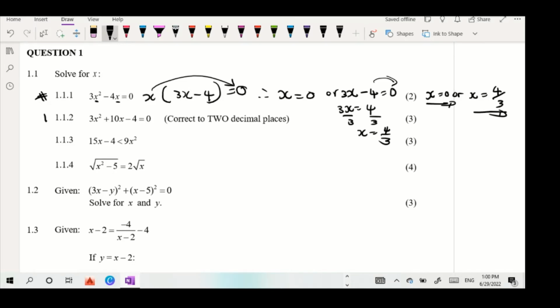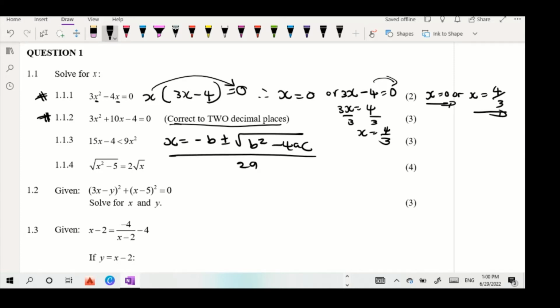Now going to 1.1.2, we are also solving for x, but we are given a hint that our answer must be correct to 2 decimal places. So whenever you are given the statement, it tells you that you cannot factorize this problem. So you're going to use your quadratic formula. So minus b plus or minus the square root of b squared minus 4ac, divided by 2a.